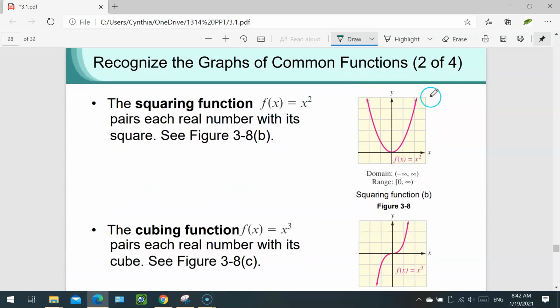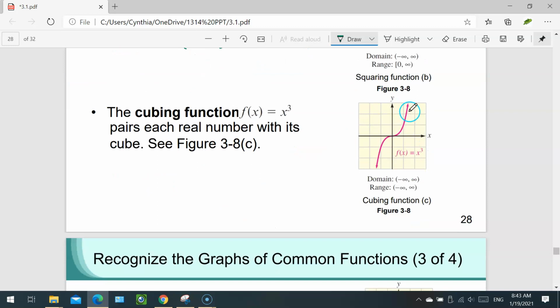The second graph is a parabola. The basic function of the parabola is f of x equals x squared. We call it the squaring function, but most of the time we call it the quadratic function. The curve itself passes through 0, 0, and it is symmetric, half and half. They're symmetric to each other.